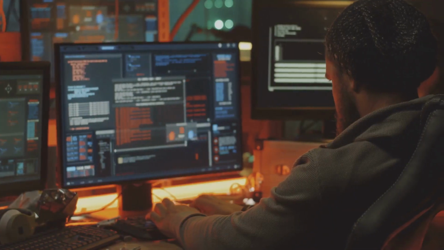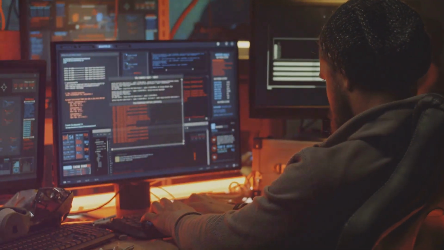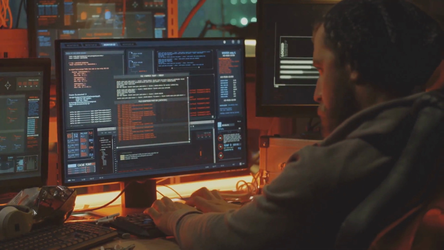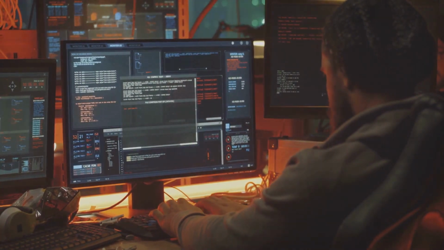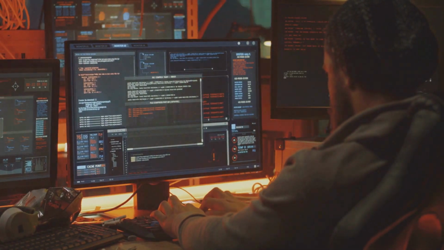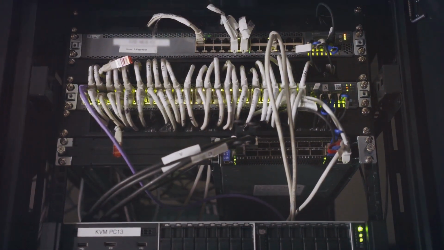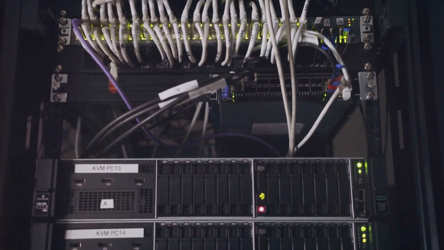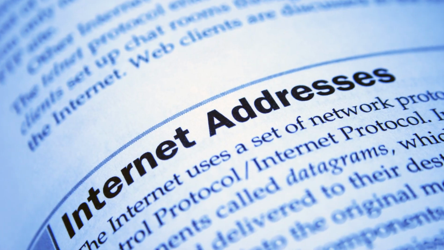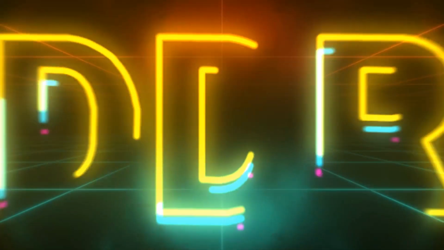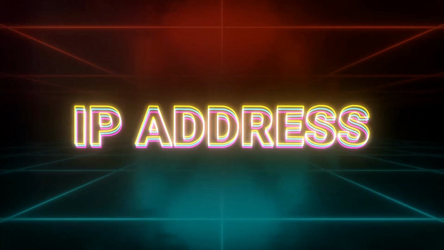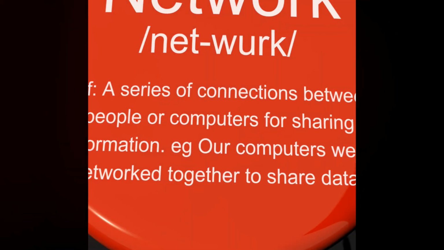But wait, what's a bit? Well, in computing, a bit is the most basic unit of information, represented as a 0 or a 1. So when we say an IP address is a 32-bit address, we mean it's composed of 32 of these zeros and ones. This IP address is the secret sauce that allows data to find its way across networks to the right device. So now that we know what an IP address is, let's dive a little deeper into its structure.